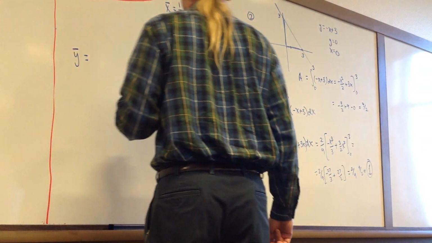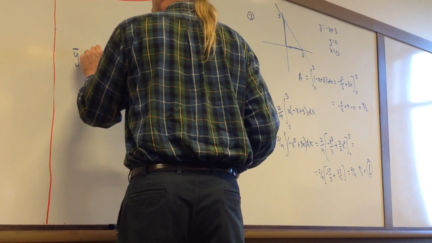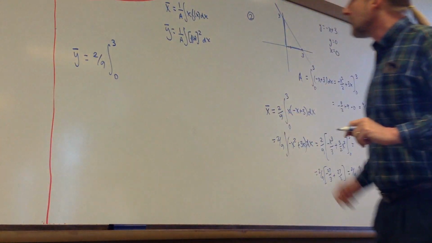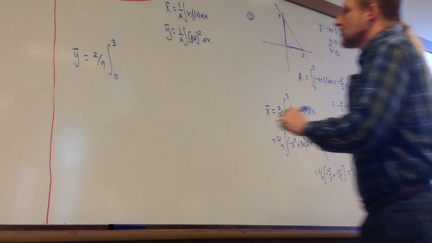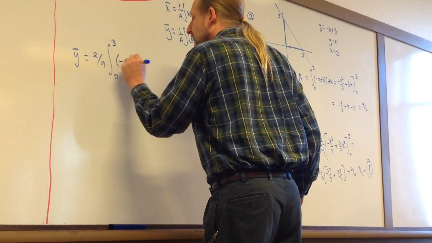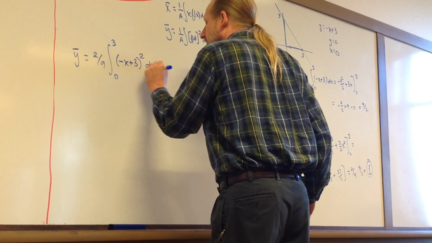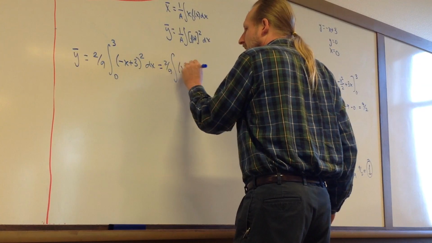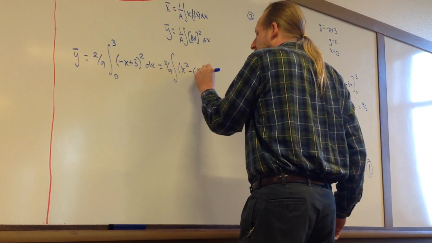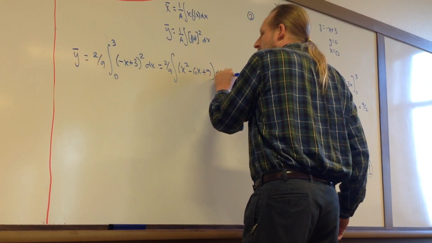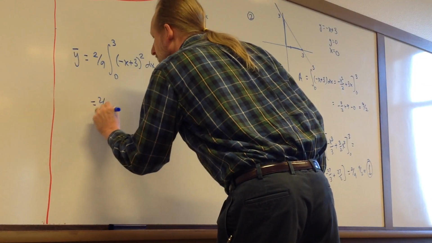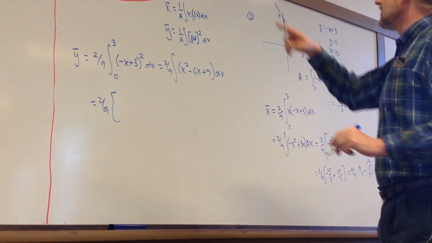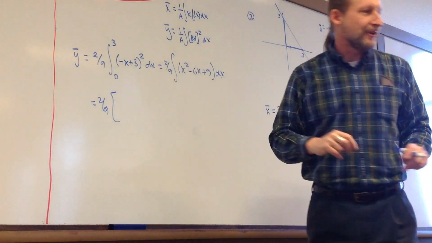But let's go ahead and calculate that. So 1 over the area, 2/9 integral 0 to 3, f of x squared, so this is going to be negative x plus 3 squared dx. So let's square that out, so that'll be x squared minus 6x plus 9. And then if we do the integration, oh, what did I leave out? My formula was wrong.